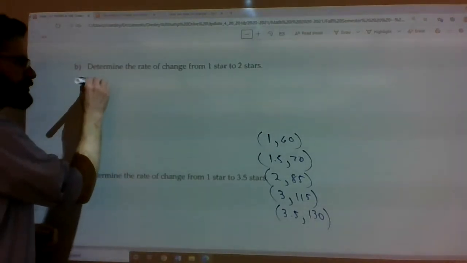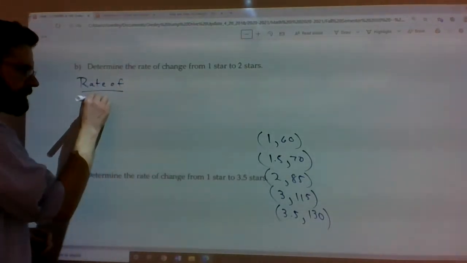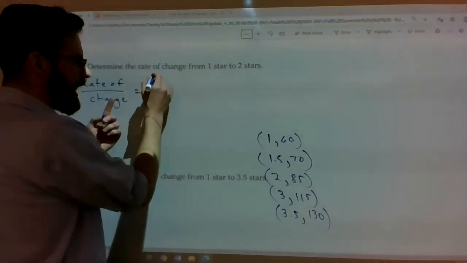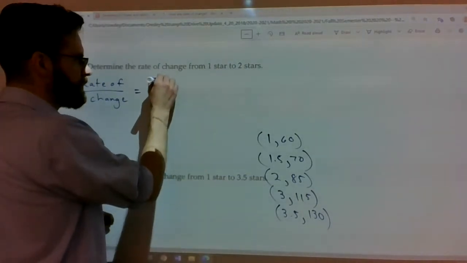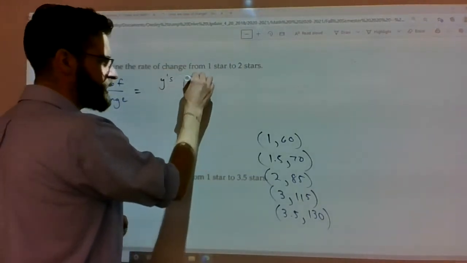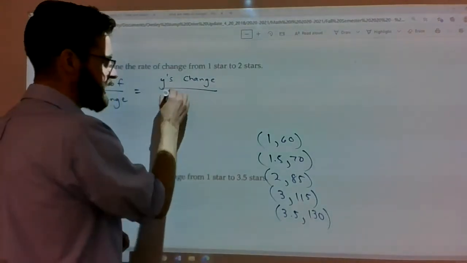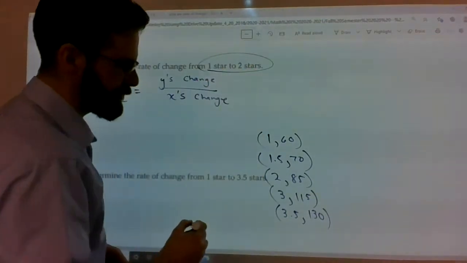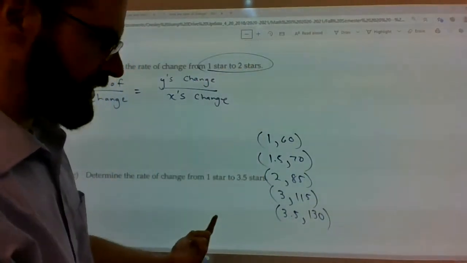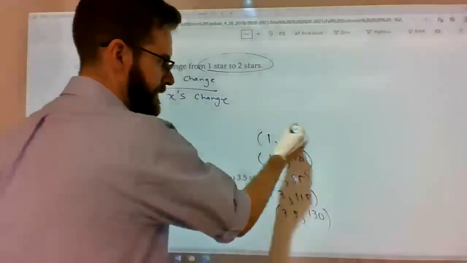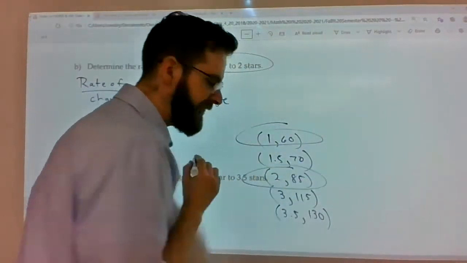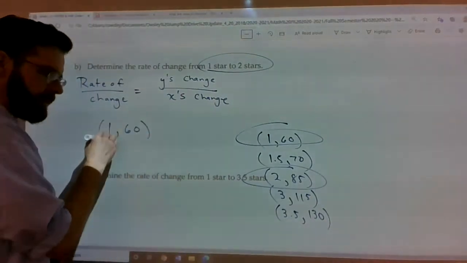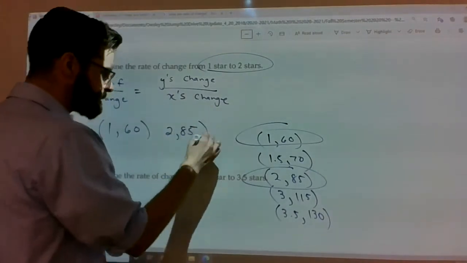So remember, the rate of change is a fraction, and it's like, oh, what's the change in Y over the change in X? So what's Y's change divided by X's change? And they're saying we're going from 1 star to 2 stars. So who are the data points in question? It's this data point and that data point. So we're looking at 160 and 285.